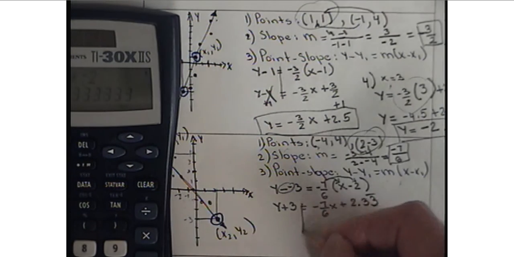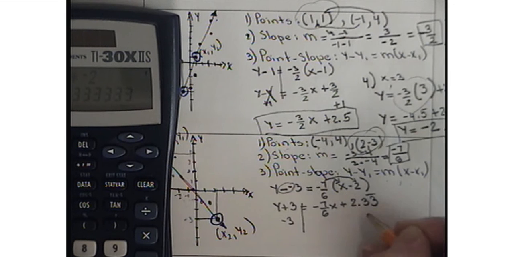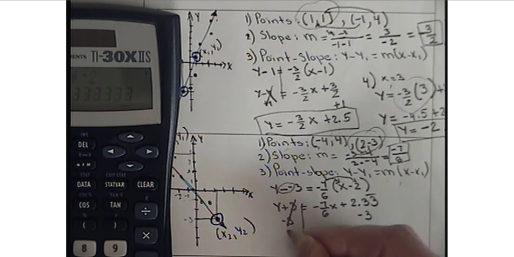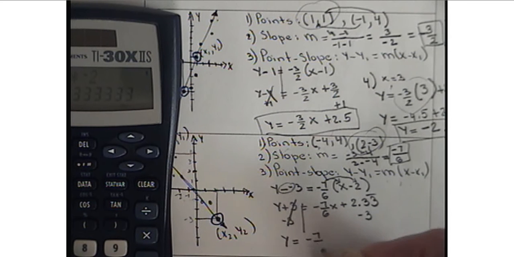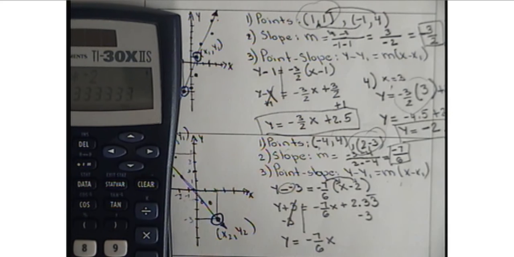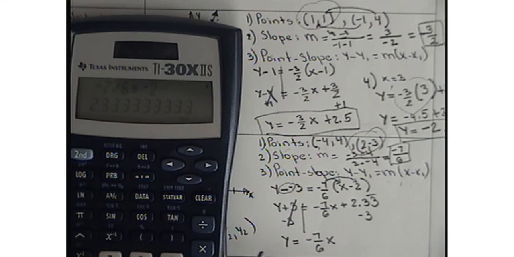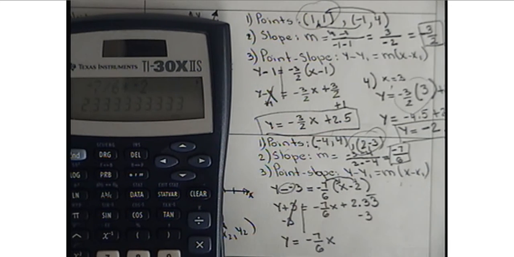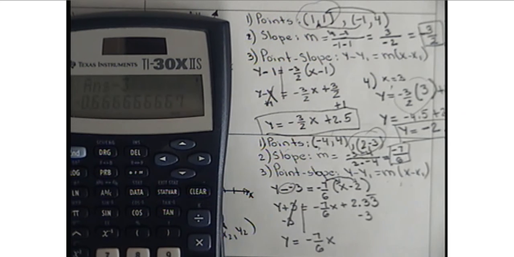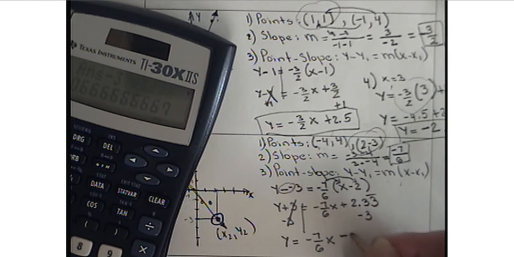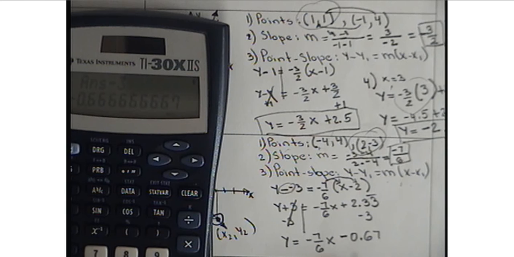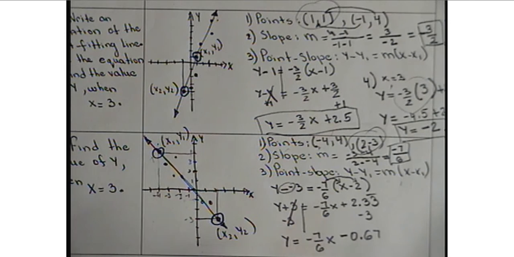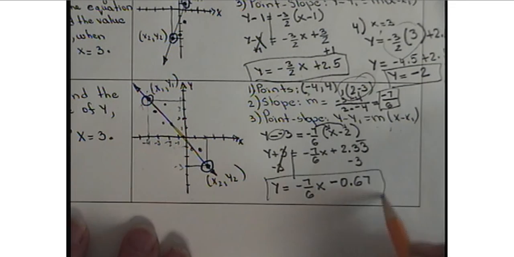Then, to solve the equation, I will subtract 3 from both sides. Those two cancel, so y will be equal to negative 7 over 6x. And what we need to do now, we have 2.3333, keep going in period, and then minus 3 equals negative 0.67. Definitely you can round your answer to negative 0.67. So here's the equation. This is the equation from step number 3.